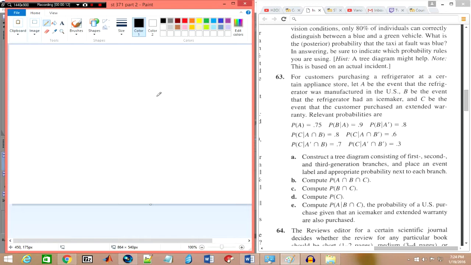So here we are. We're doing the second problem in my statistics course, and this is Stats 371, over here at NC State University.